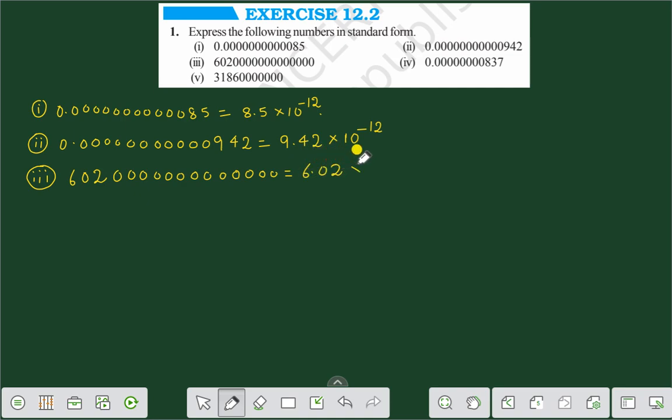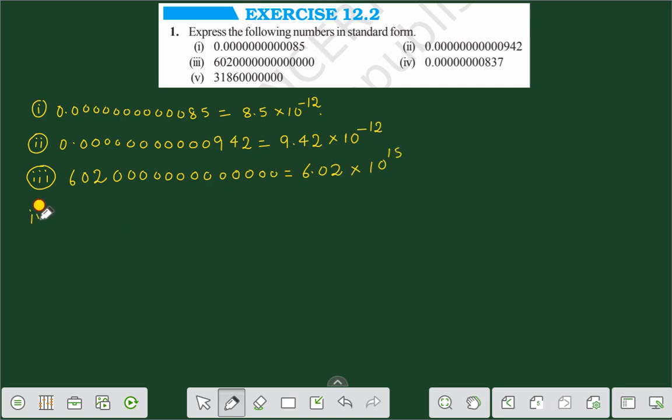6.02 into 10 to the power. Let us count up to here, to 6: 1, 2, 3, 4, 5, 6, 7, 8, 9, 10, 11, 12, 13, 14, 15. So it is 6.02 into 10 to the power 15. Right? Now we will solve question number 4.